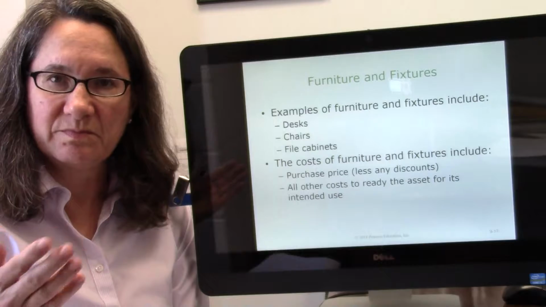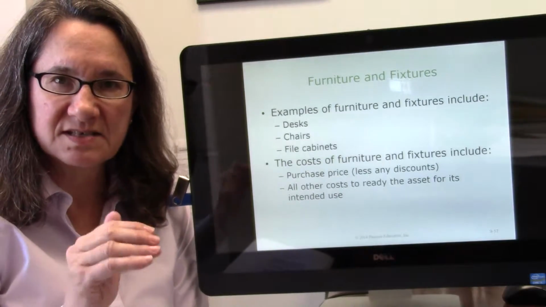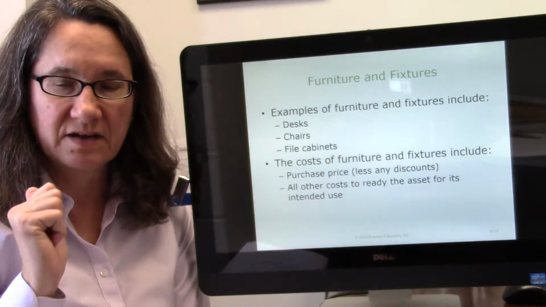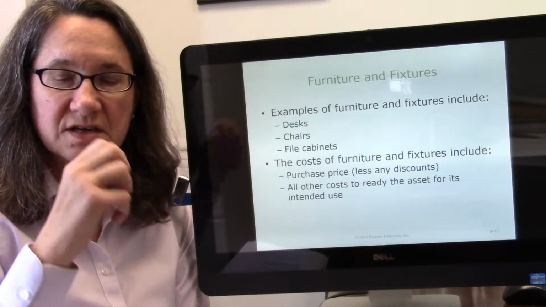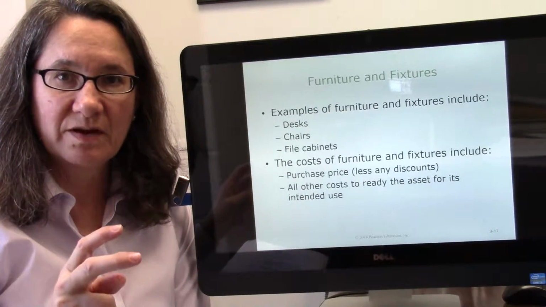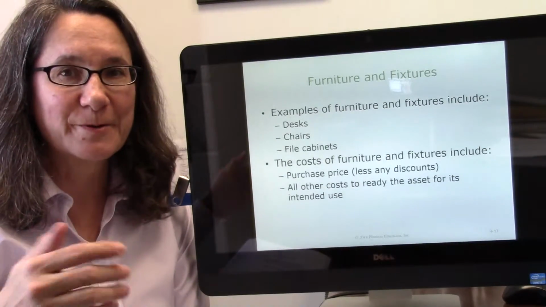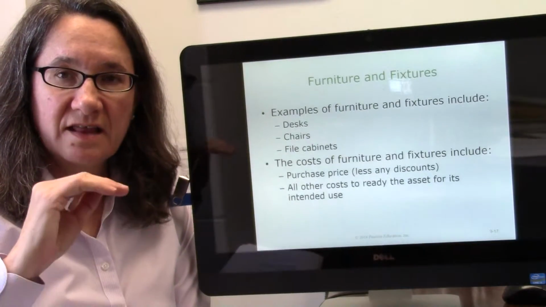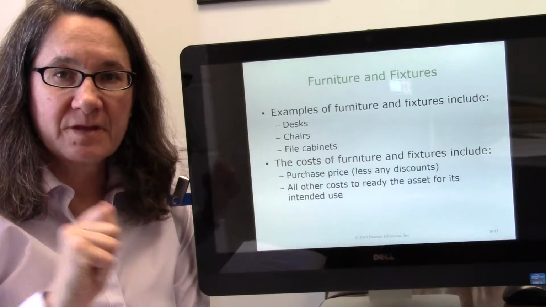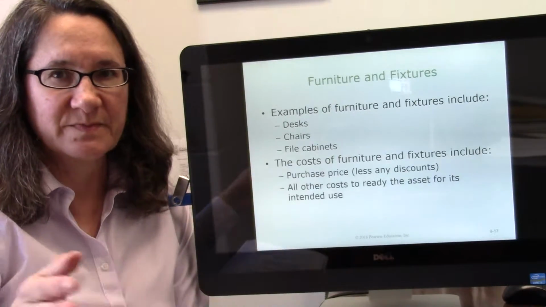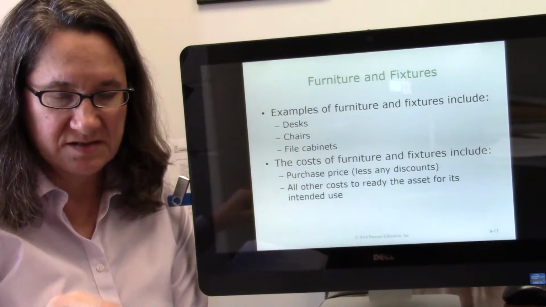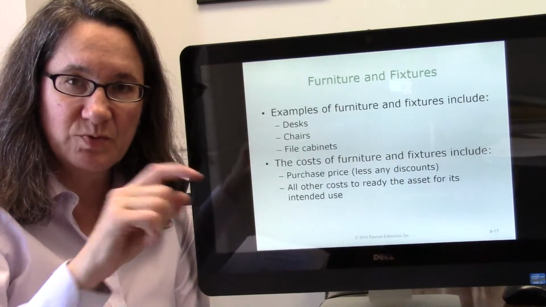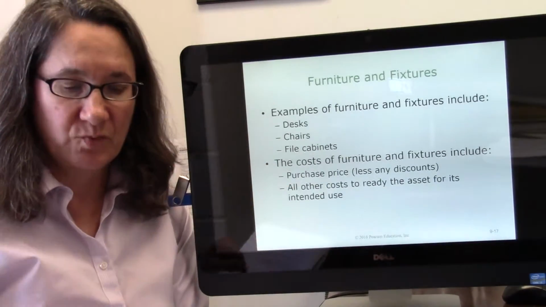So that's pretty easy to imagine. Whatever it costs to get it ready to use, just like get the land ready to use, get the building ready to use, get the equipment ready to use, well, furniture too. Whatever it costs to get it ready to use, that's your cost. That's what you're going to depreciate. After that, yeah, you may spend some money, but a lot of that's something else. So once it's ready, that's what you put on the books. That's what you're going to depreciate.